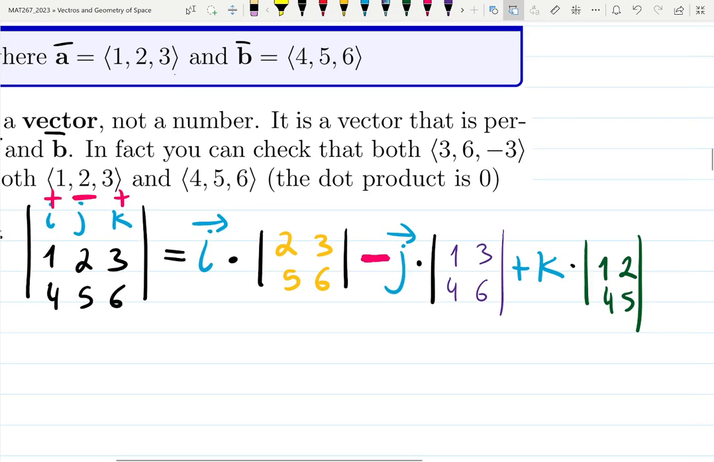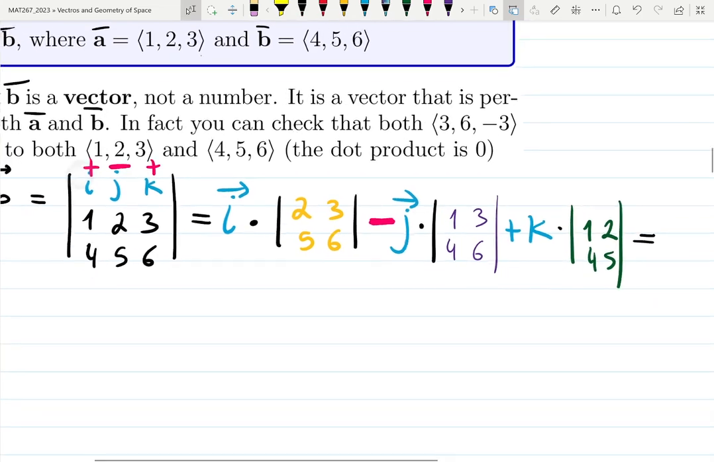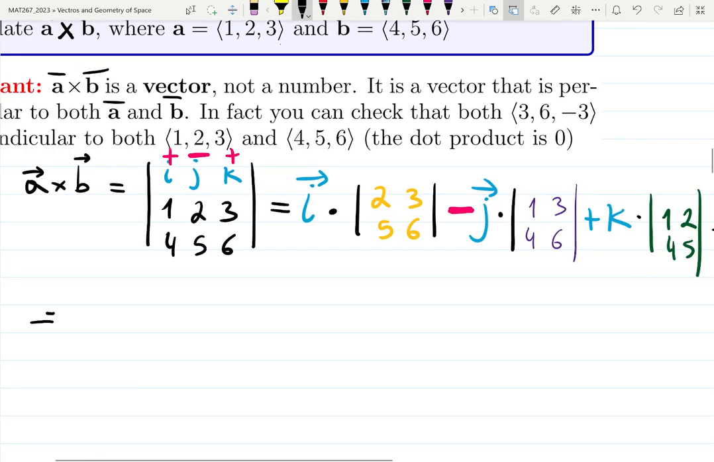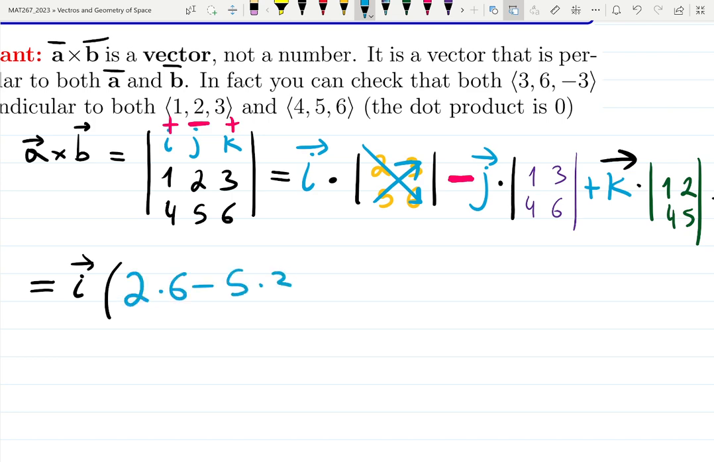Usually people don't write this down. They actually calculate the determinants right away. So it's the first time I will do it, and probably the last time. i, j, k are vectors. So i is a vector multiplied by a number. The number is 2 times 6 minus 5 times 3. Also probably the last time I will actually write it down carefully: 2 times 6 minus 5 times 3. Cross product with a negative in the middle.